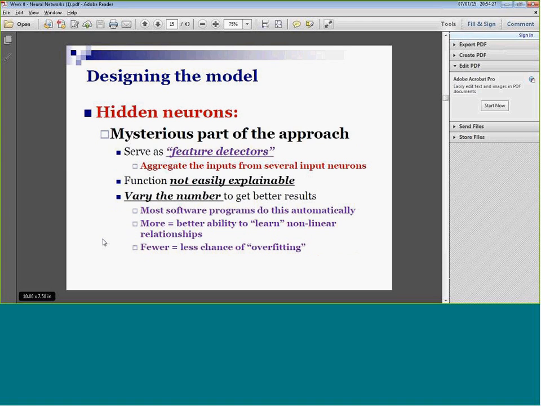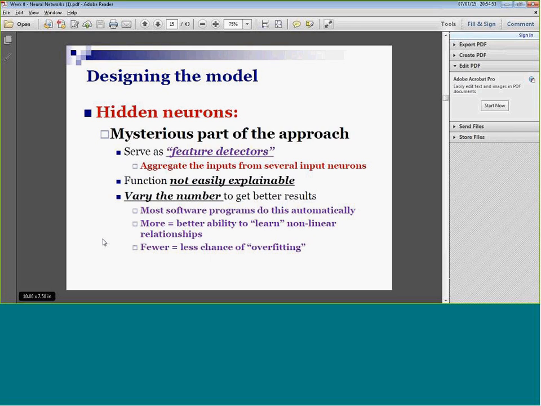Now, let's move to the middle layer called the hidden layer. This is the mysterious part of what's going on, and the function is not easily explainable, but I'll illustrate in a minute. There's no magic as to how many you put in that middle layer. We used to have some crude formulas that we tried, you know, the number of inputs divided by 2 or squared or something like that. We had all kinds of fun. There were people trying over and over again.